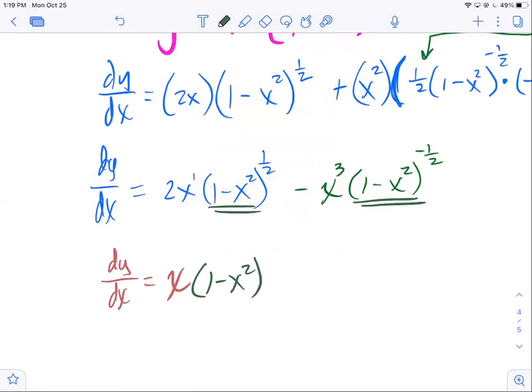See that idea? I was able to pull out an x to the first because 1 is smaller than 3. I have a 1/2 and a negative 1/2. Negative 1/2 is indeed smaller than 1/2. You pull out the lesser or the least power. Magnitude doesn't count. It's the actual sign, okay?